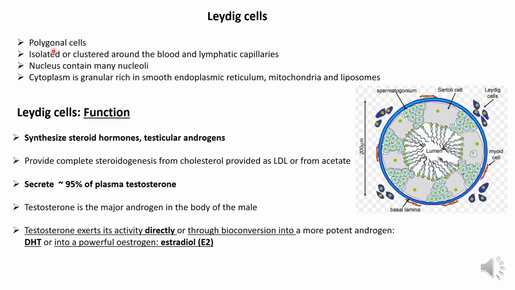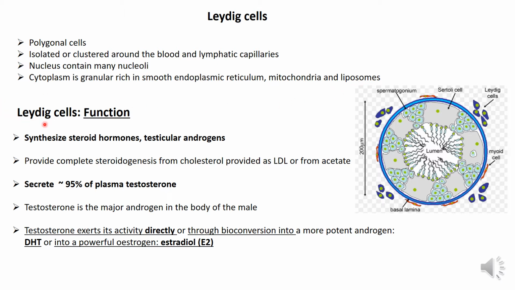They are polygonal cells. We can find them isolated or clustered around the blood and lymphatic capillaries. Their nucleus contains many nucleoli, and their cytoplasm is granular, rich in smooth endoplasmic reticulum, mitochondria, and liposomes.